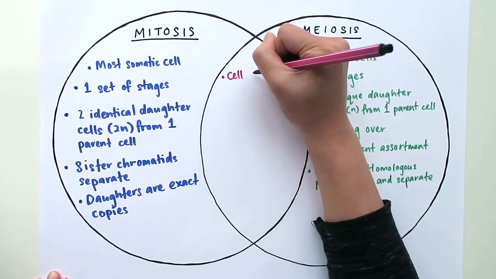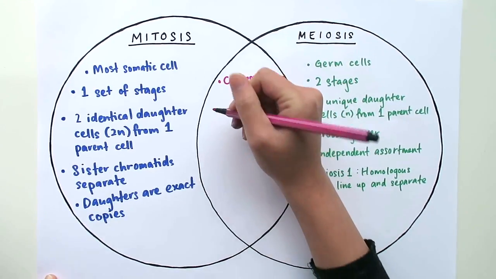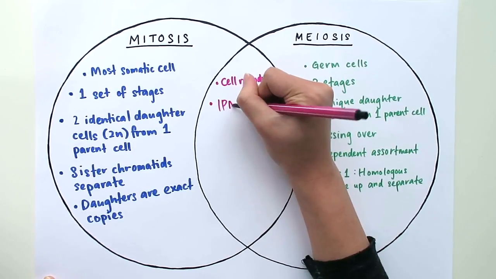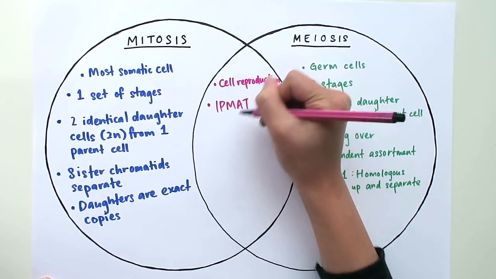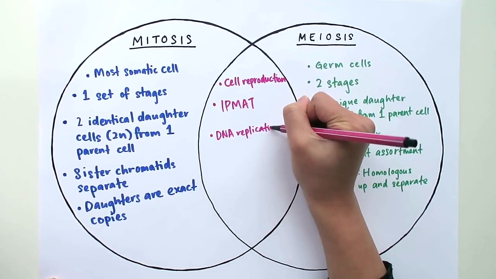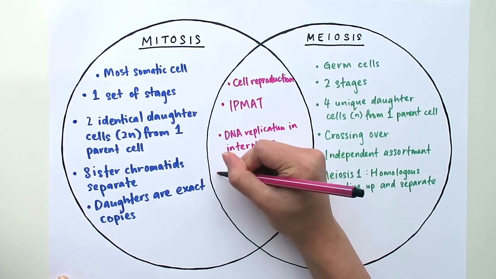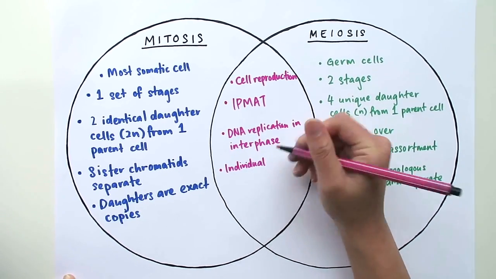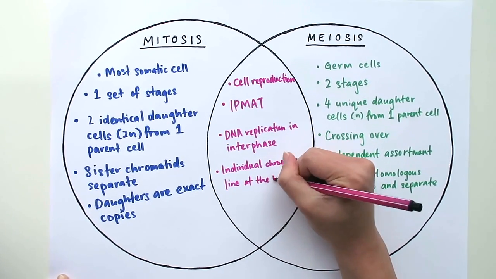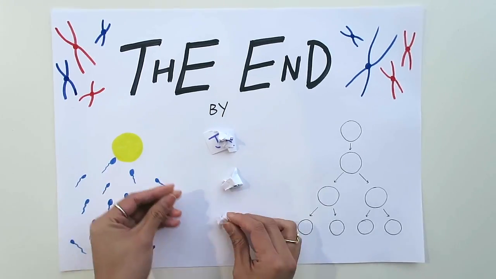Despite having different features, both mitosis and meiosis are processes of cell reproduction. Both involve 5 basic phases of cell division, namely IPMAT, that occurs once during mitosis and twice during meiosis. The duplication of DNA for mitotic or meiotic cell division takes place during similar phases, known as interphase for mitosis and interphase 1 for meiosis. In metaphase of mitosis and meiosis 2, individual chromosomes align at the metaphase plate in preparation for sister chromatids to separate. So that's it for our lesson on mitosis and meiosis.